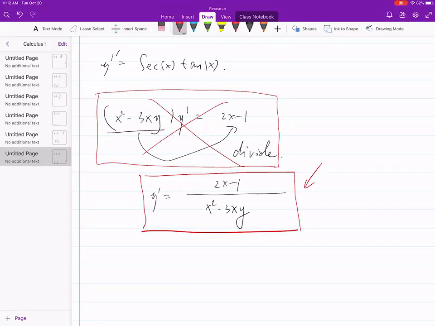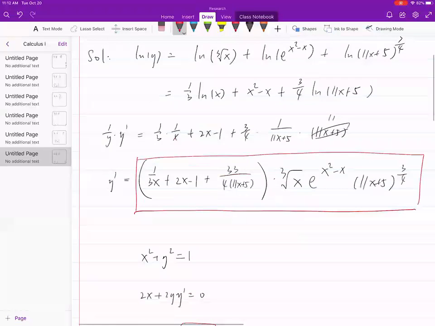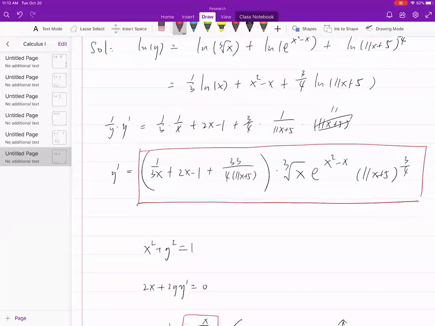Try to avoid things like this. You already got to this step, but you just say, times y, period. Well, write that thing down. Write the complete answer.